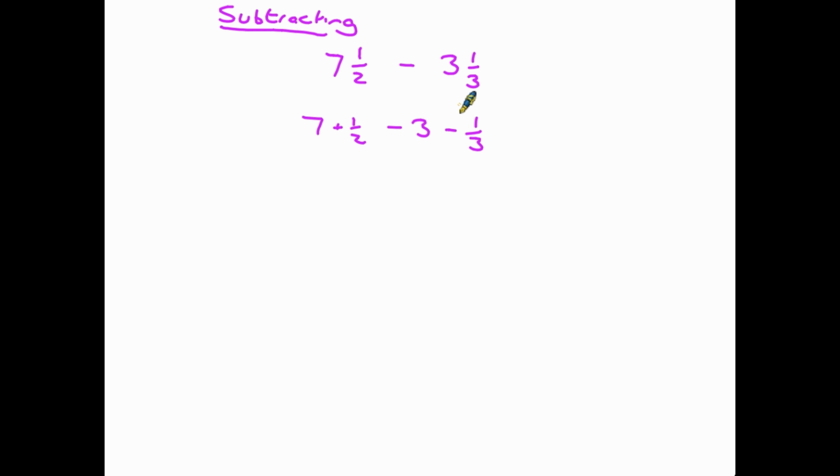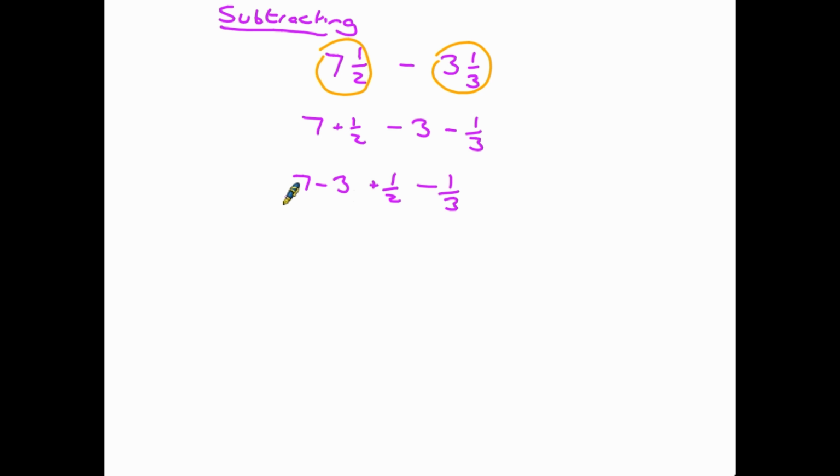Because these are the parts that are being subtracted, they are both minus, and this is a positive mixed number, so they are positive. So we have 7.5 minus 3 minus a third. Let's just move those numbers round and separate them out so that we have 7 minus 3, the whole numbers on one side, and then it's plus a half and minus a third.